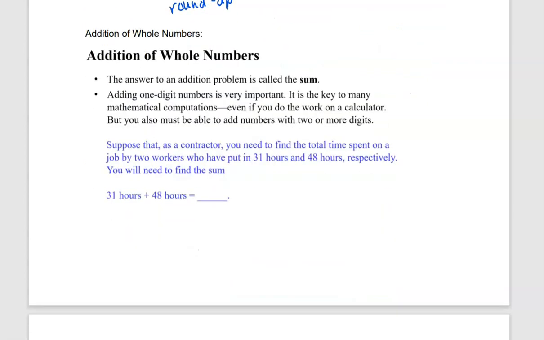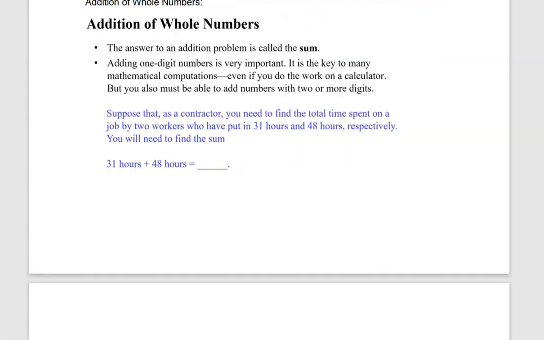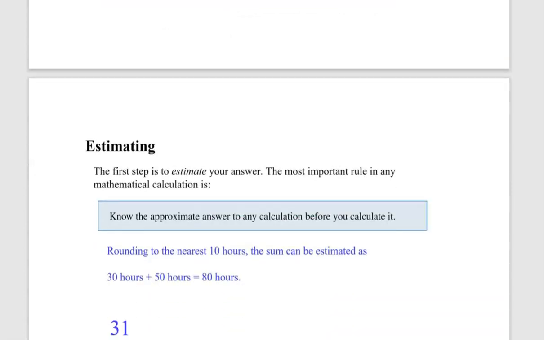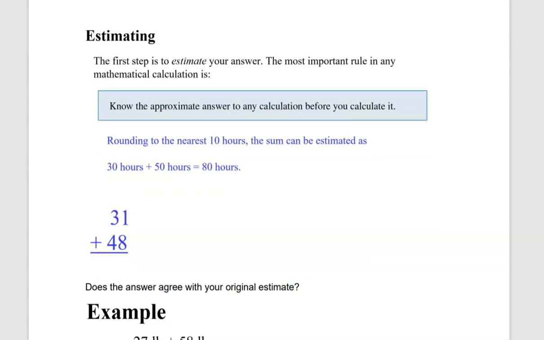So a lot of times when we're talking about addition of whole numbers, you're going to hear the word sum. So if I want to talk about adding 31 hours and 48 hours, it's really smart to go ahead, even if you have a calculator, and just get a rough estimate, because you could always type something in wrong. So basically, they took 31 and made it 30, because 31 is closer to 30 than it is to 40. 48 they made into 50, because 48 is closer to 50, and then they've just added and got 80 hours. So if I was on a job site, I could do that pretty quick in my head. Okay.